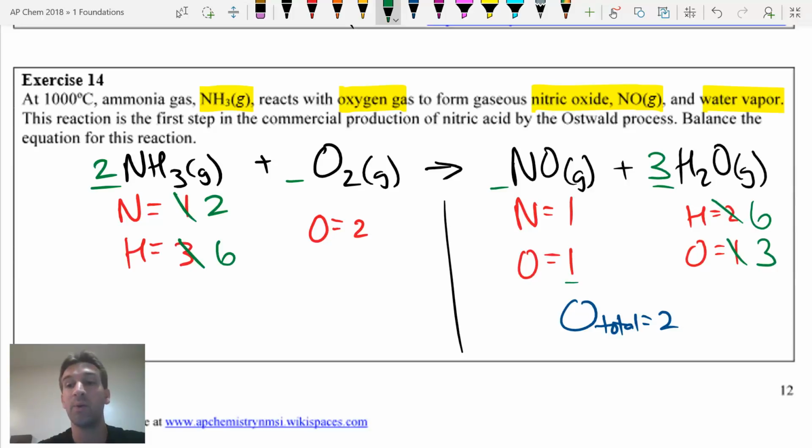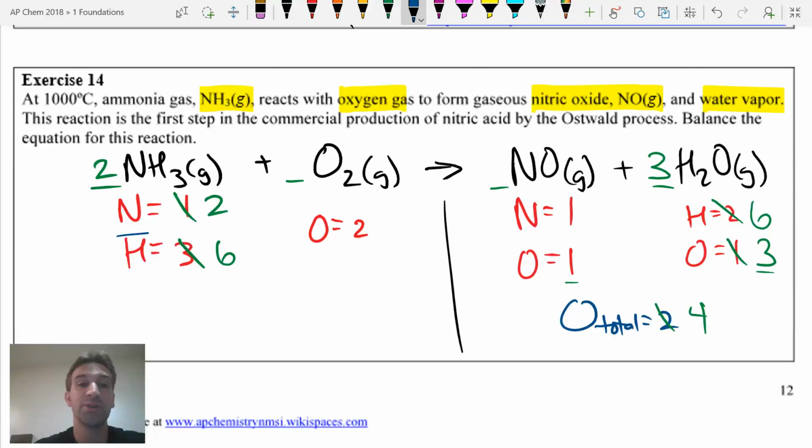When I look at it, I have my 1, 3. Now I have 4 oxygen. Well, looking at it, my nitrogen's off now. My oxygen is still off, but the hydrogen's good. Well, since oxygen is the element that appears in multiple compounds, we're going to save that one. We'll deal with it last. The next thing that we'll do is jump here into the nitrogen.